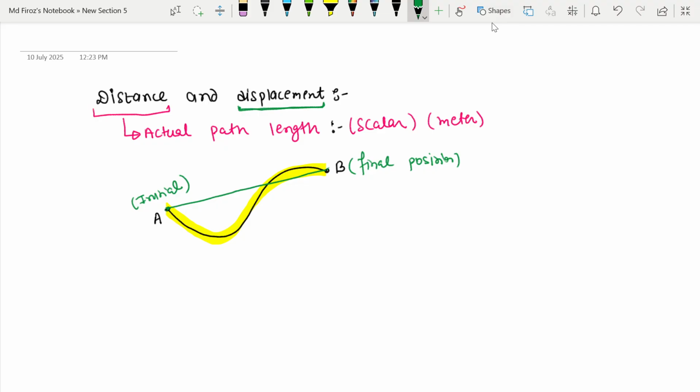So what does this represent? It represents that displacement is final position minus initial position. Let's suppose you have two positions at two different times, point A and point B. B is the final position, A is the initial position. Then you have to draw a straight line between point A and B. You will get the displacement.